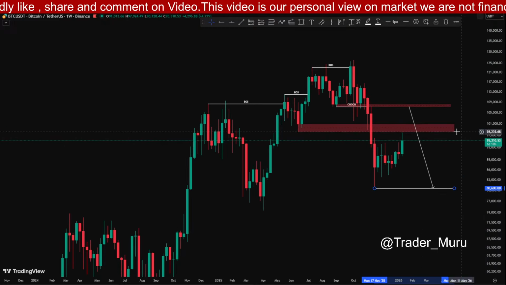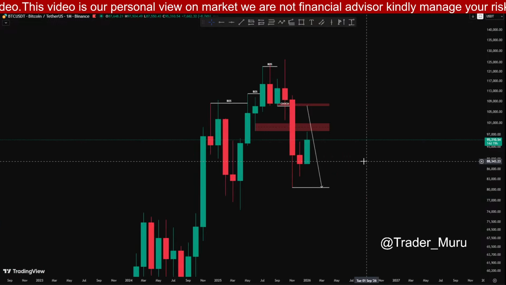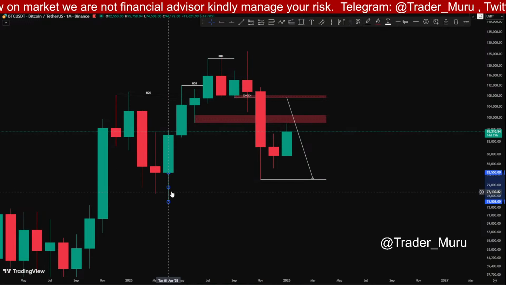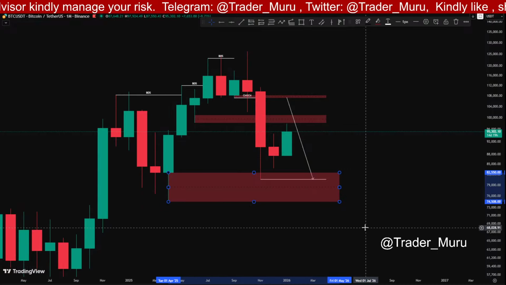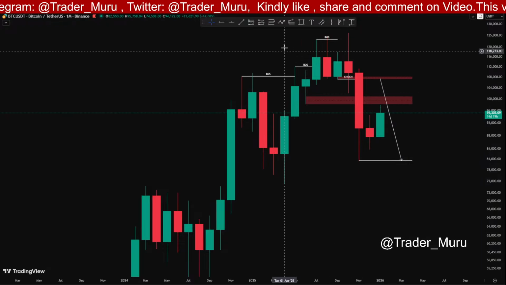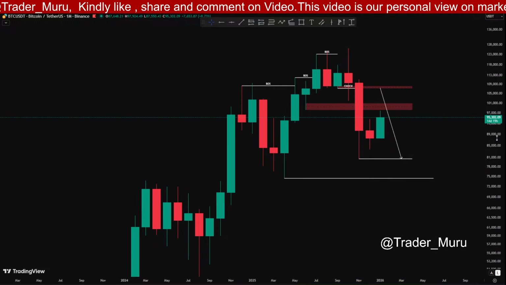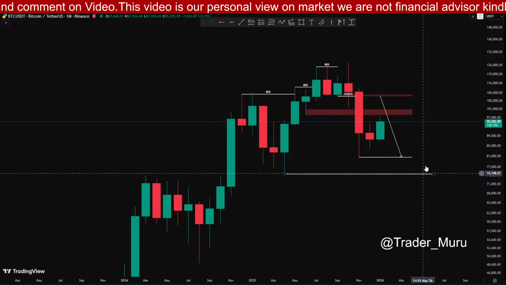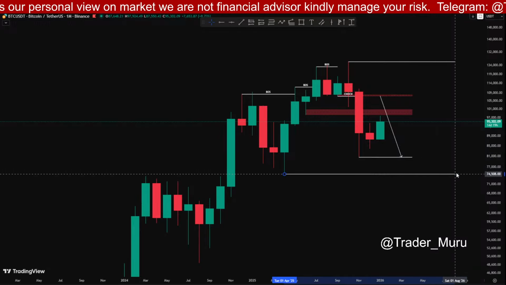BTC is bearish according to the weekly time frame, but in the monthly time frame it is still bullish. Here you can see this is a breakout structure. After that, this is all a retracement. So price needs to drop again and sweep this low to maintain its bullish structure. After sweeping this low, price will again close above and pump towards this high back.